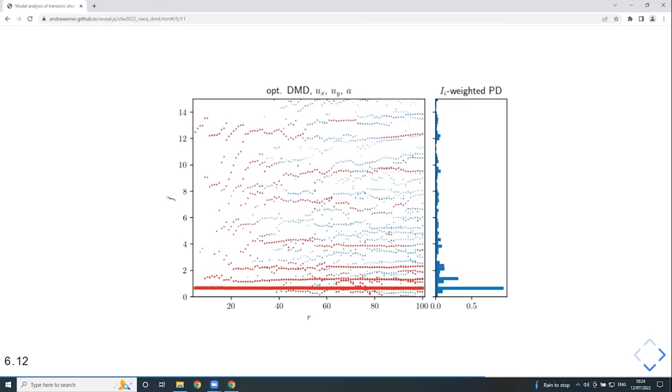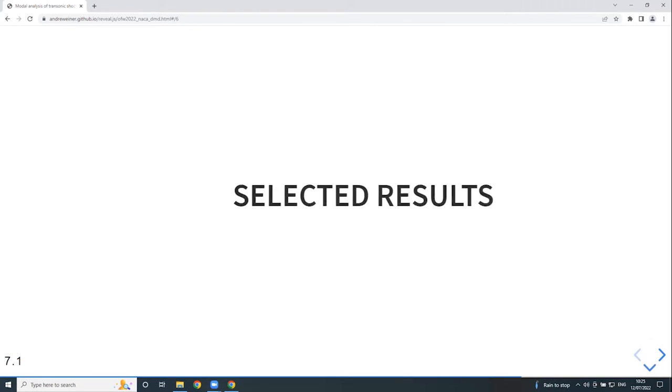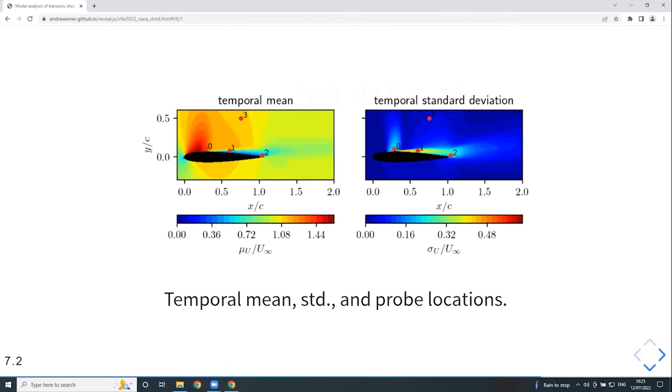All right, and summing up this little snippet of information, what I recommend is to put as much physical intuition in the state vector as you can. Then I don't see any value in additional pre-processing, at least for numerical data, but I found similar results also for experimental data. Use the standard operator definition, optimize the amplitudes, and use the integral selection criterion. This is also what I did to show you some of the results hereafter.